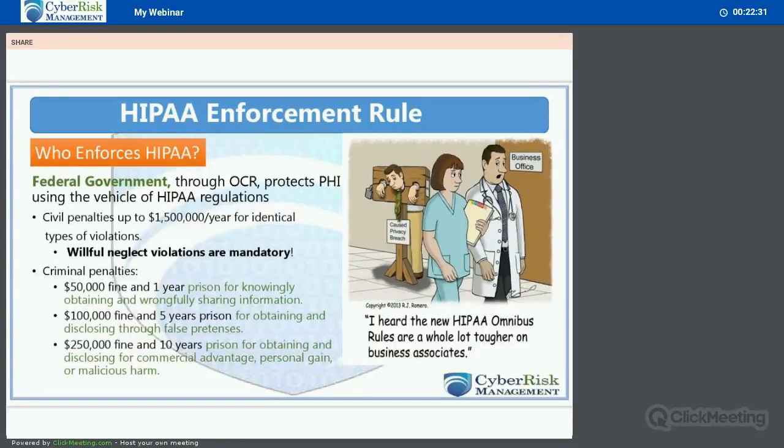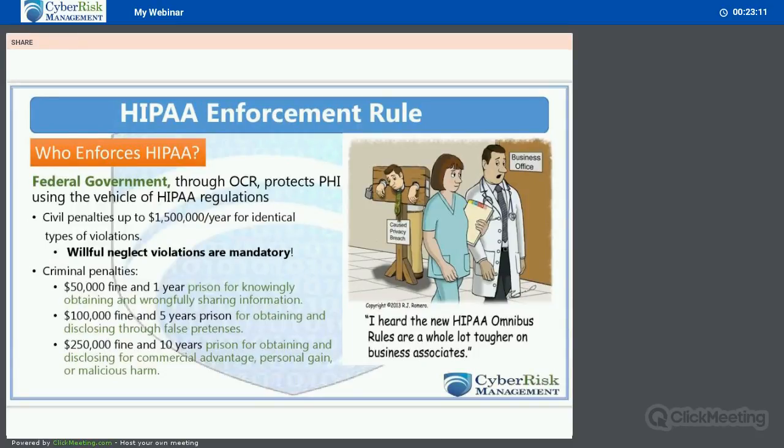So the HIPAA enforcement rule, a little bit about this: the federal government, through the Office of Civil Rights, protects PHI using the vehicle of HIPAA regulations. So civil penalties can be up to $1,500 a year for identical types of violations. So that means that a company can be fined $1.5 million for HIPAA violations. Willful neglect violations have a mandatory fine that's associated with them. Now, they're not always $1.5 million, but as we found, the Office of Civil Rights is handing out substantial fines.